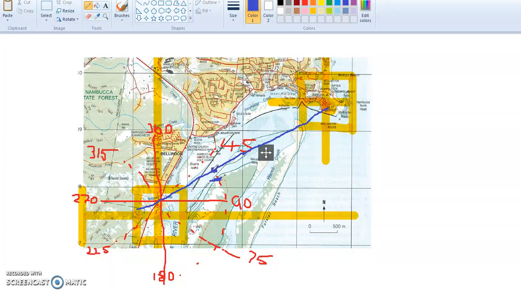Now, what you would do obviously is use your protractor to get an exact bearing, but this gives you a rough idea of what the bearing is, so that if you're in an exam situation and it's multiple choice and all of the questions are quite different, you can use this method to get a rough idea of what the bearing would be. Also, if you have used your protractor, you could use this method just to double check that your measurement is correct.